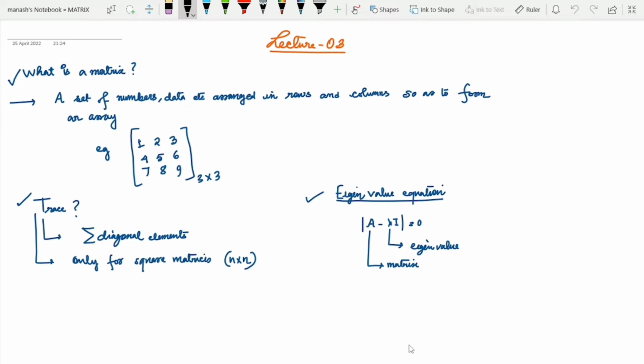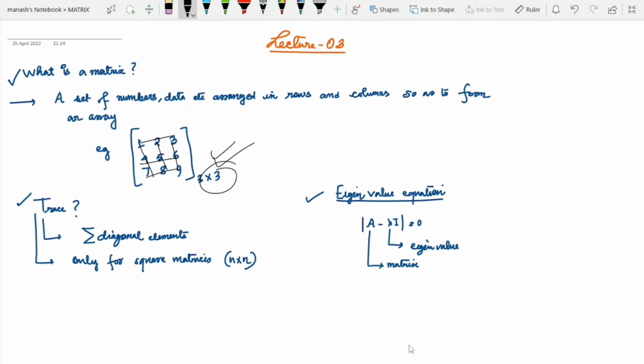So the first one is, what is a matrix? As you already know, a matrix is a set of numbers, data or some information that is arranged in rows and columns, so they form an array. You can see here I have written in parentheses certain sets of numbers that are arranged in a regular fashion. It has 3 rows and 3 columns, so it is a 3 cross 3 matrix. It is a square matrix that you already know.